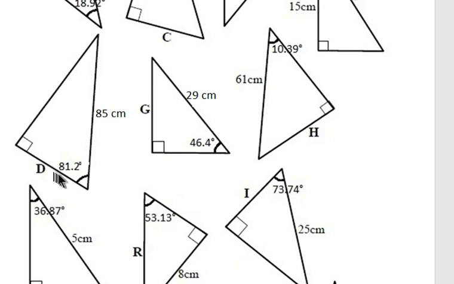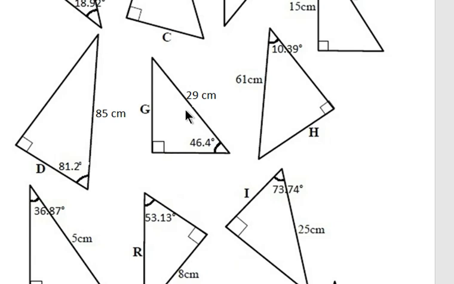Have a look at this other side over here. We're trying to find it. So it is adjacent. It is next to the side that's given, 81.2 degrees. We use cos. So it's going to be 85 cos 81.2. Press equals and you find your answer for D.